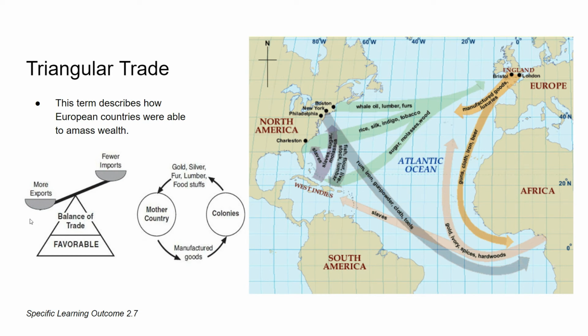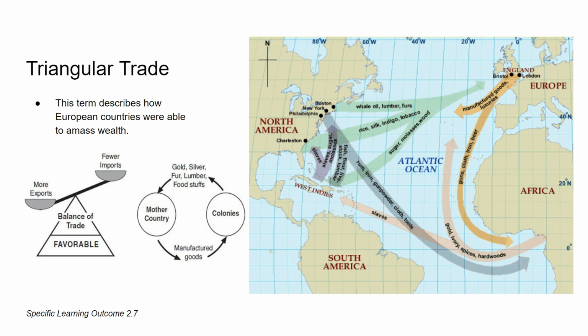This diagram here on the left is the balance of trade. Having more exports is going to weigh you down as opposed to having fewer exports, which made it favorable. So you would want all of these different things trading and trading and trading, because then you get more opportunities and have more access to other things that your country doesn't.